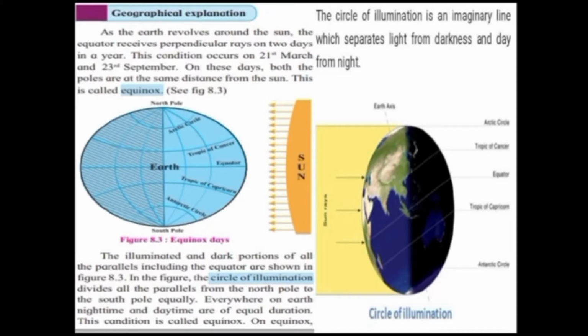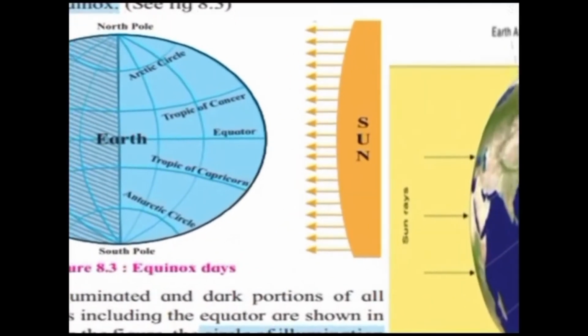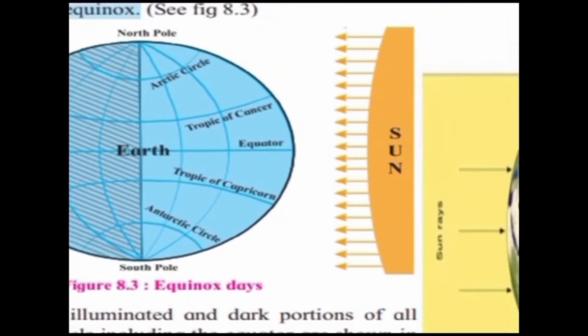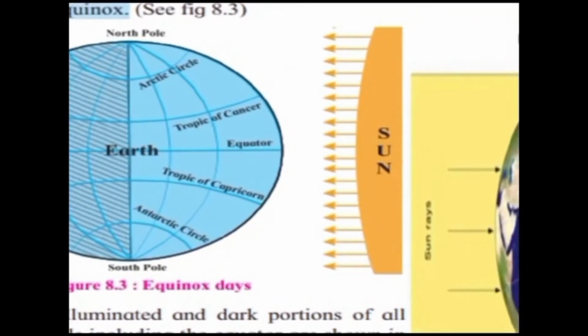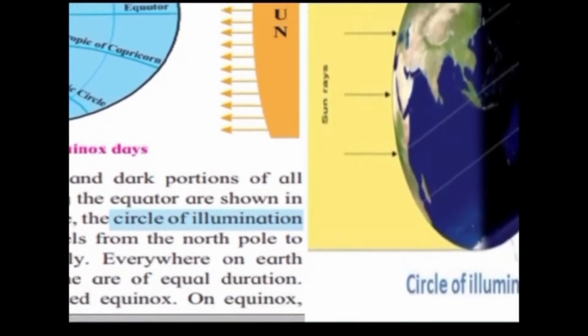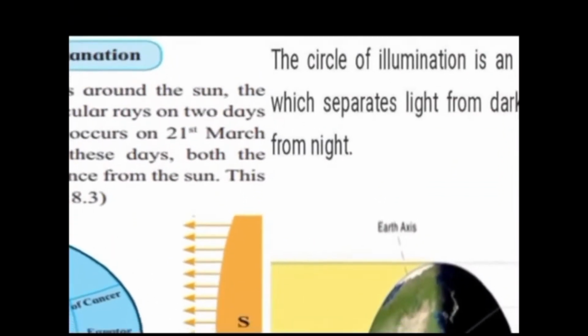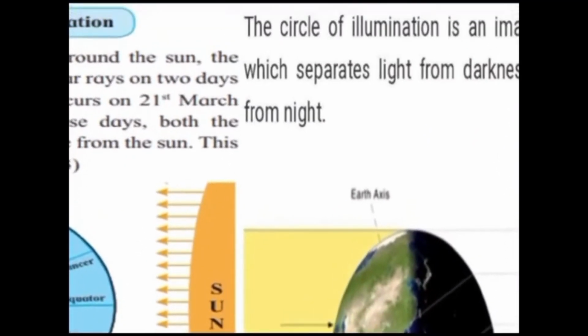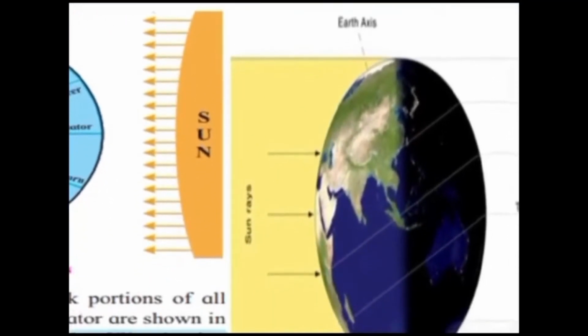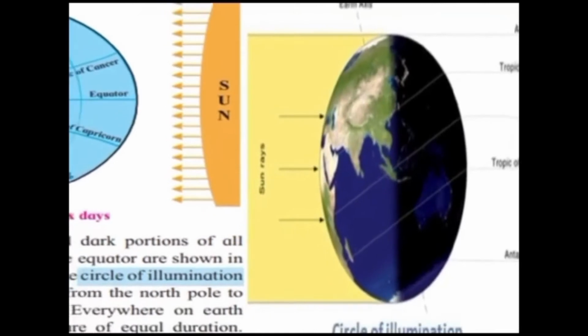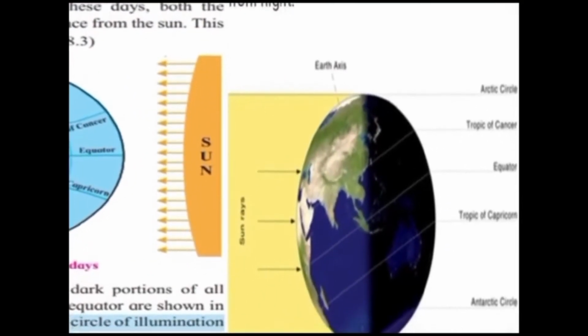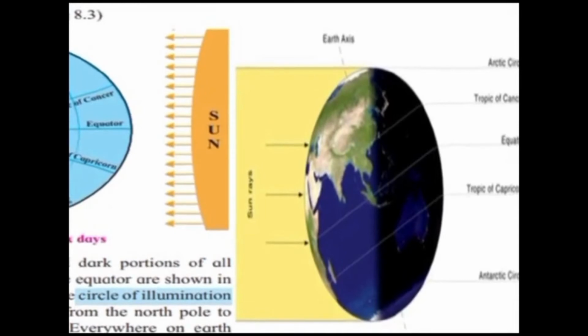Now on the screen in the slide you can see the equinox days. There is sun and the perpendicular rays of the sun falling on the half part of the earth. Then you can see the circle of illumination here. Now what do you mean by circle of illumination? The circle of illumination is an imaginary line which separates light from darkness and day from night. You can see in the figure given here the circle of illumination. Okay, let's move further.